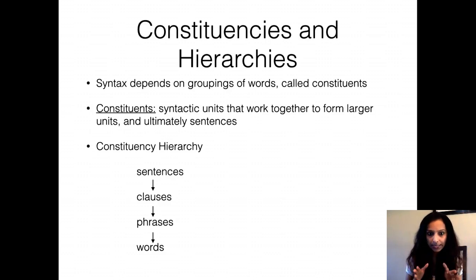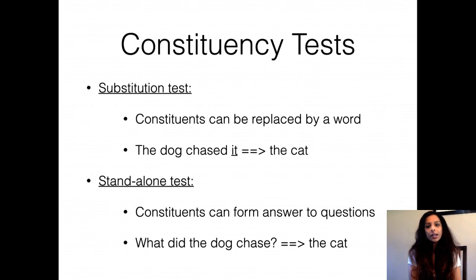But phrases are things like the happy boy, the tall girl, etc., where you have a series of words that can be combined together and they appear together. Those are phrases. And then phrases are formed from words. So these are constituents. They are syntactic units that work together. And so it's very important when we talk about syntactic constituency to talk about constituency tests.